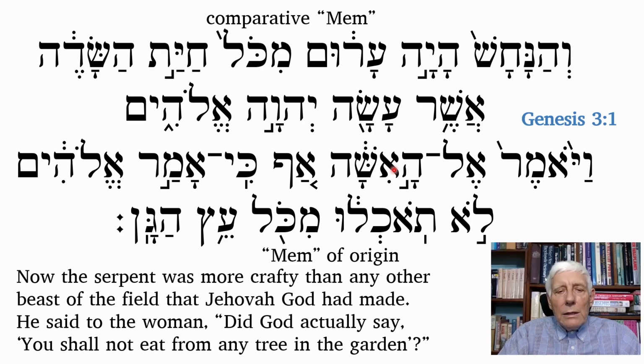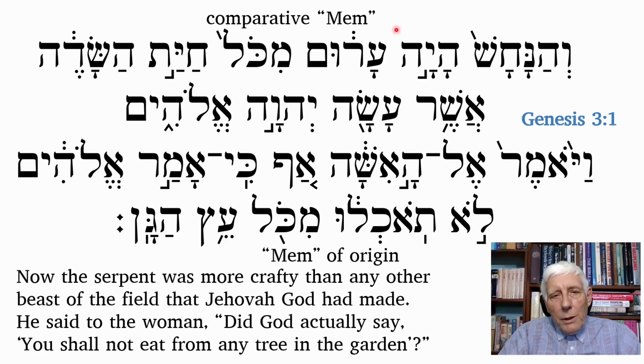Vayomer al ha'isha af ki amar Elohim, and then he said to the woman, af, certainly, ki amar, has said, God, Lo tochlu, don't eat of, mikol, from all, the garden. So don't eat of all of the garden, any tree of the garden. So the Satan is using the words of God to tempt Eve here, Aisha, the woman.